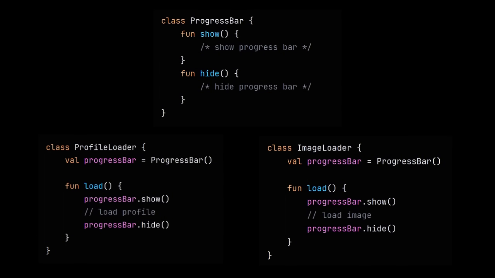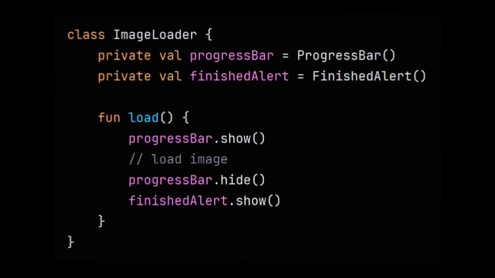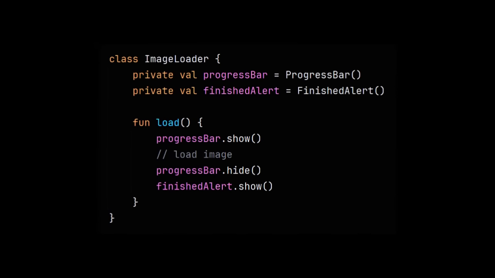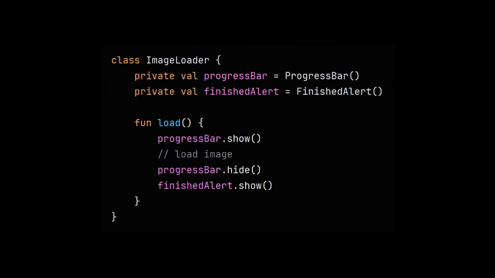However, this additional code is not useless. It informs the reader that a progress bar is used and how it is used. It also gives the developer more power over how this progress bar works. Another thing to note is that composition is better when we want to extract multiple pieces of functionality. For instance, information that loading has finished.